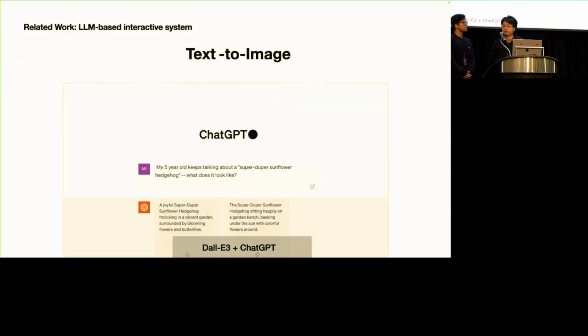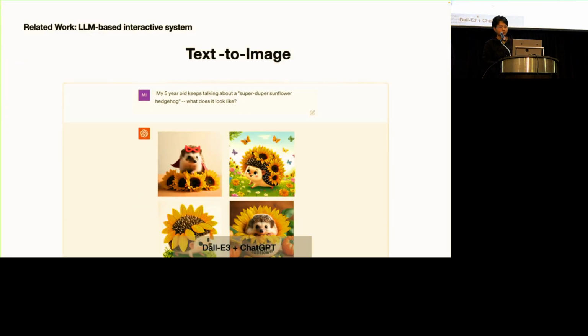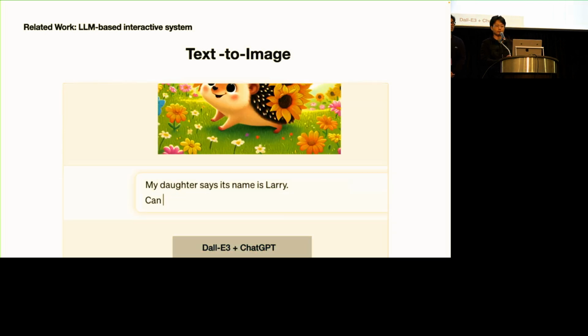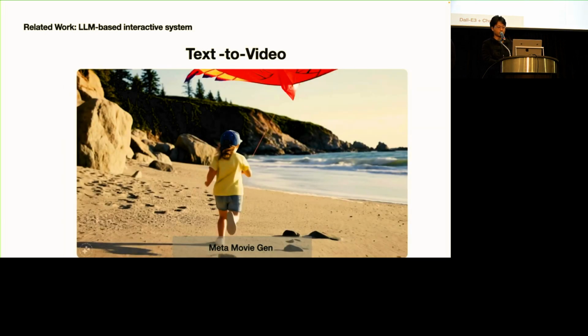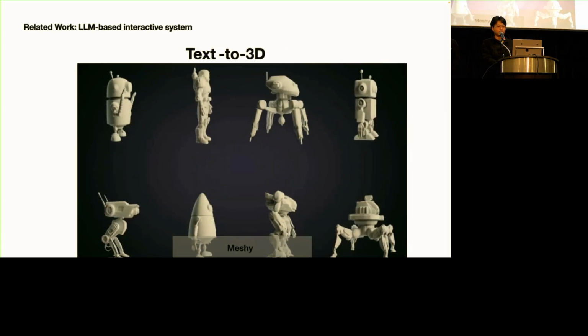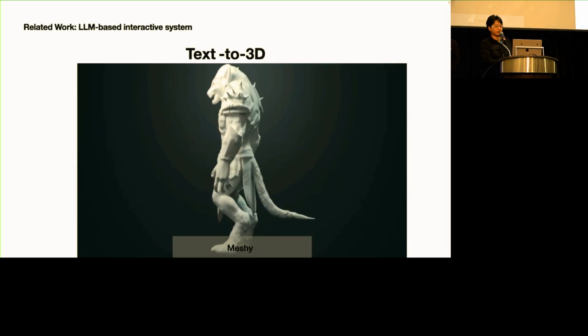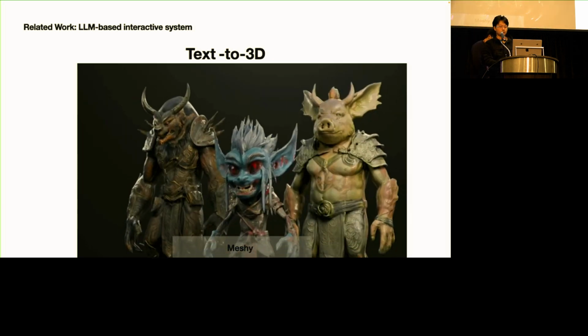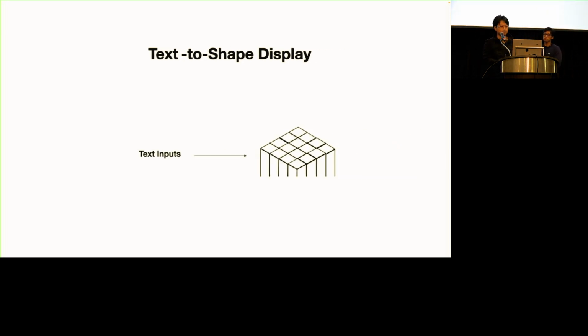Okay, so with recent mind-blowing advancements in generative AI, text can be transformed into various outputs, such as text-to-image, text-to-video, and text-to-3D, which can help designers create 3D assets with ease. In our work, we explore text-to-shape display, using text instructions to create dynamic shape changing on the shape display.